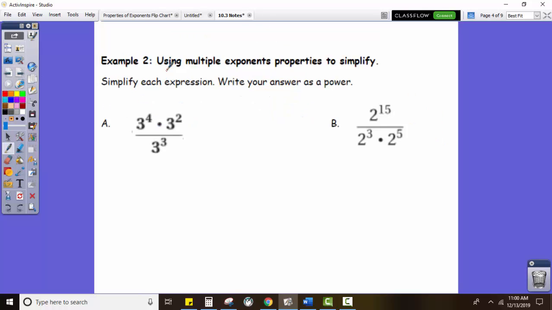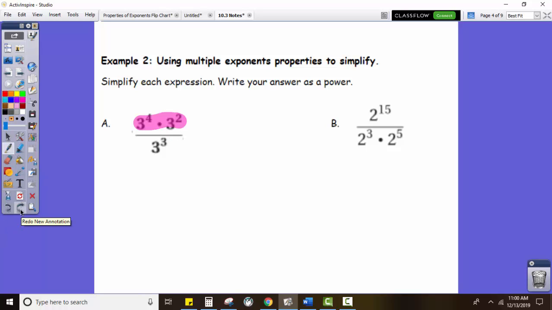Now, example 2, you're going to use multiple exponent properties to simplify here. So it says simplify the expression, write your answer as a power again. For A, notice we have 3 to the 4 times 3 to the 2nd, and I have to do that part before I divide it by 3 to the 3rd on the bottom.